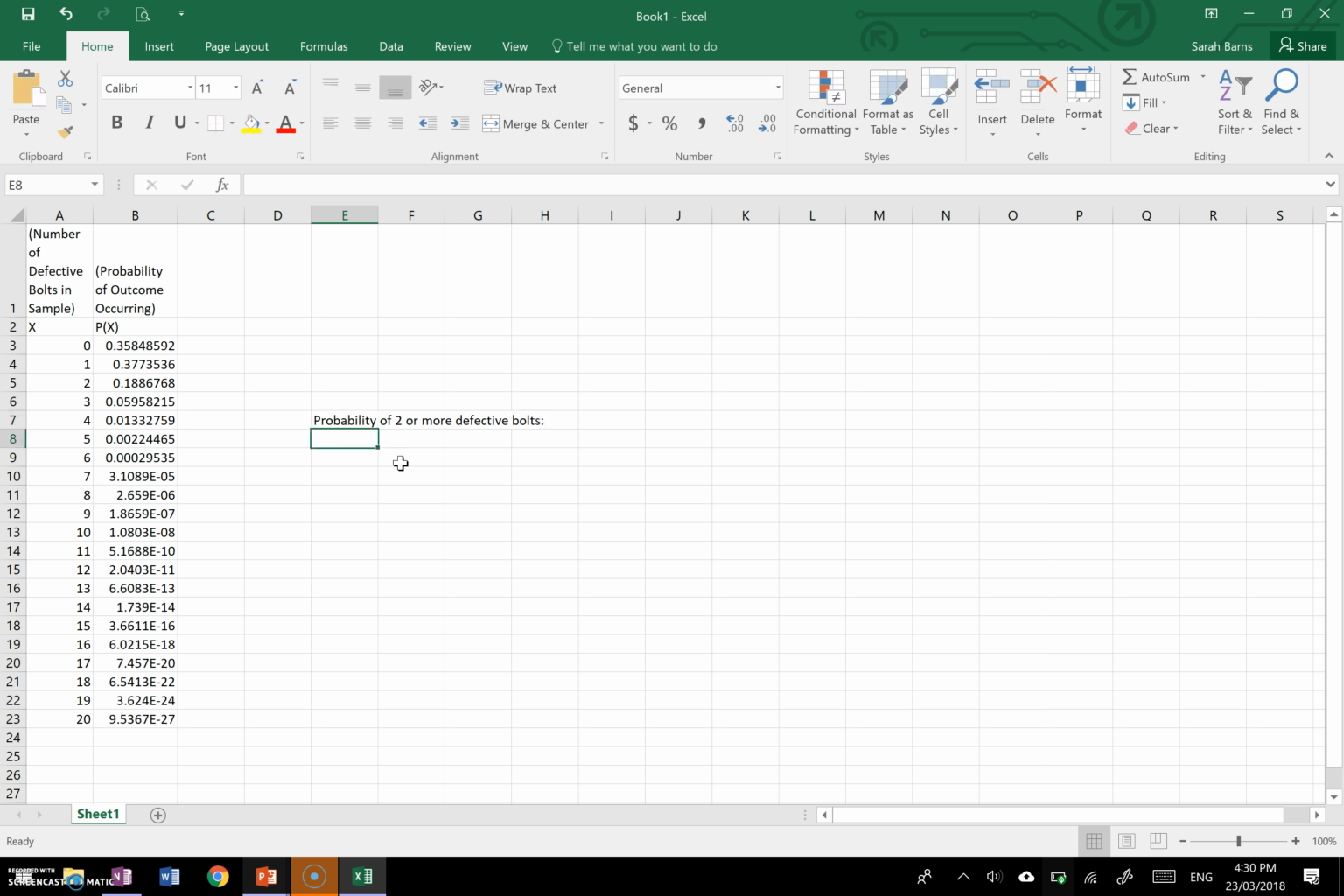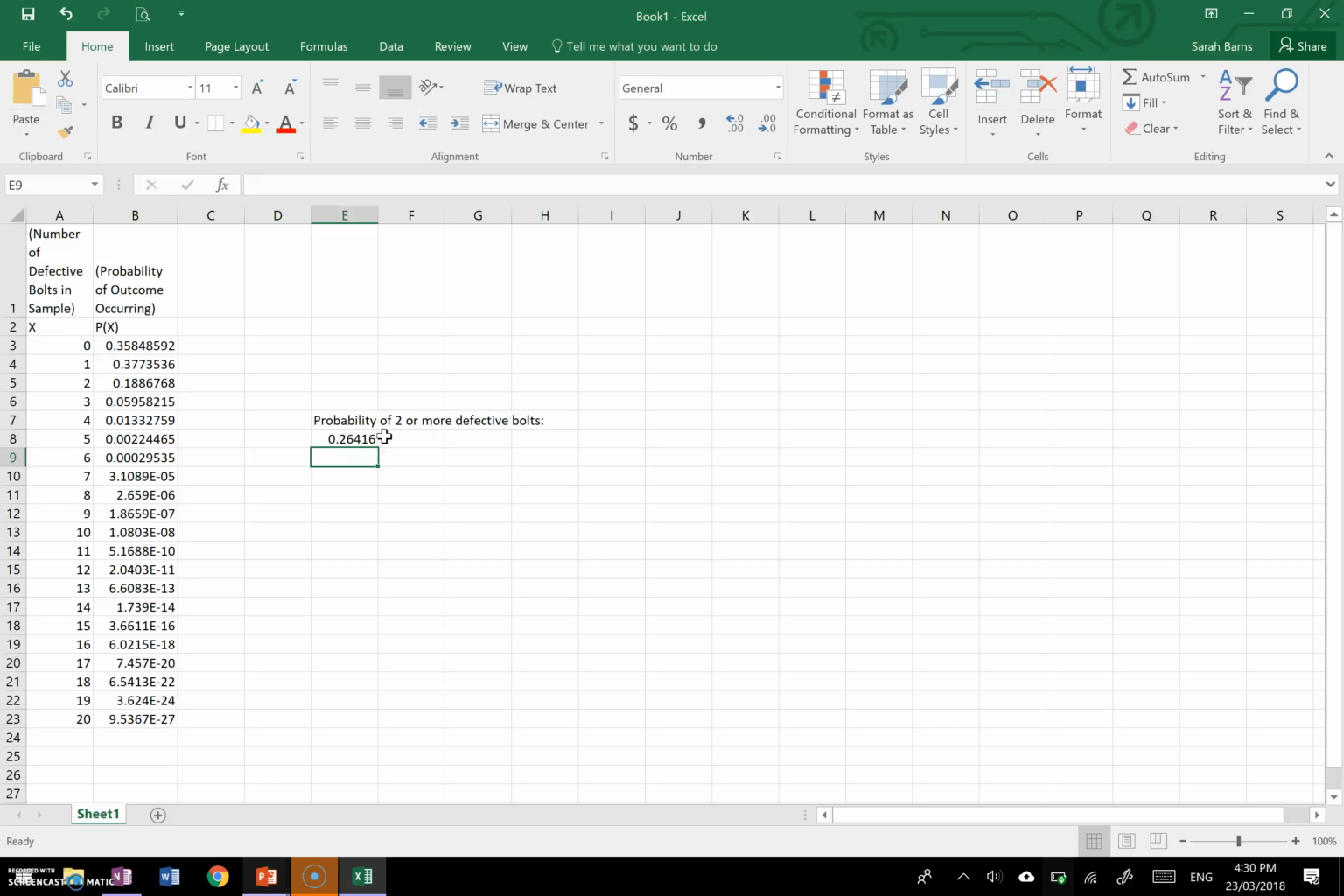There's a couple of different ways that we can do this. The first and probably easiest way is just to add up the probabilities of 2 and more, which would be the rest of them. So all of these put together is going to be the total probability. We can type that in as equals and sum to add them all up. And that's going to be the probability, so 0.26.